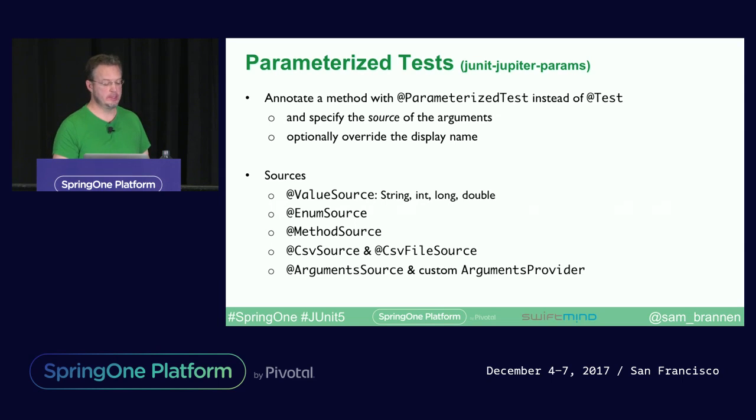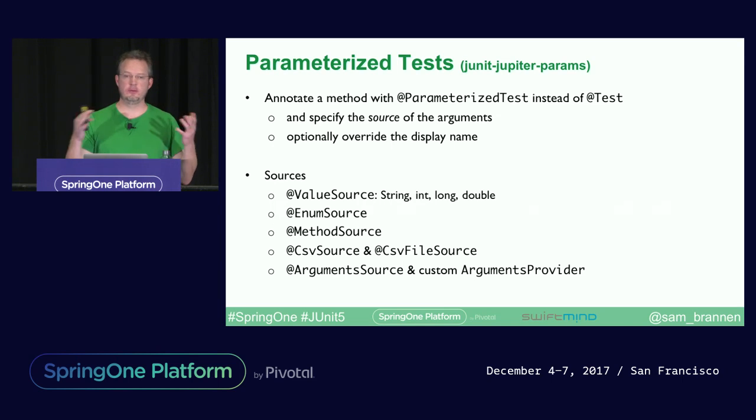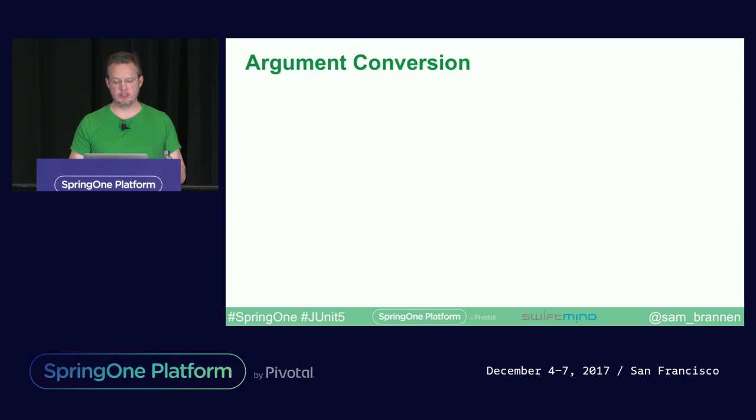And then if those things don't work for you, you can use @ArgumentsSource and implement your own arguments provider and decide programmatically how you want to build up the arguments passed into your parameterized test. So a lot more functionality, a lot more flexibility than what we had in JUnit 4.